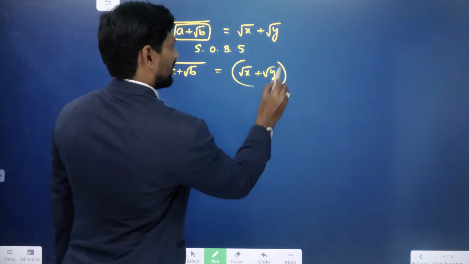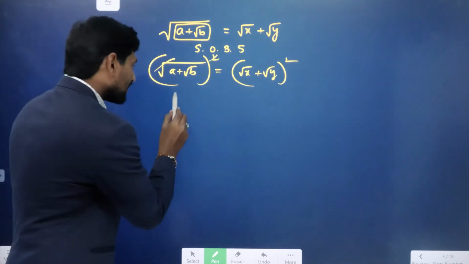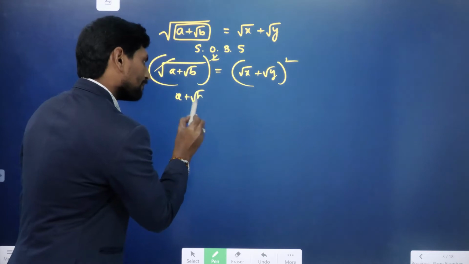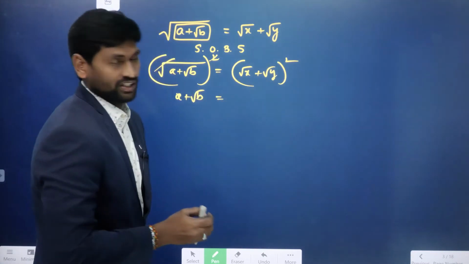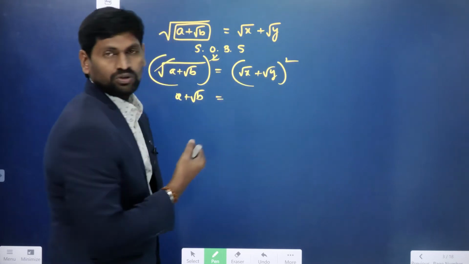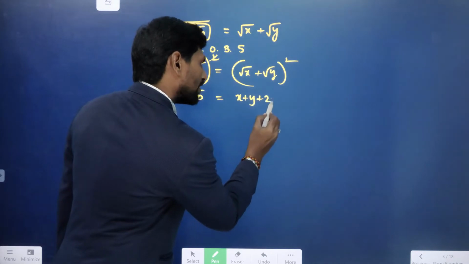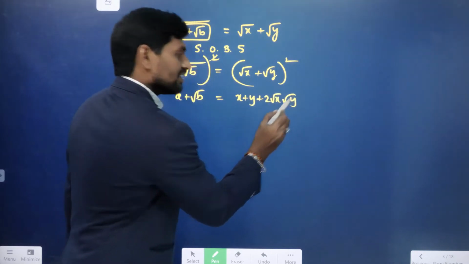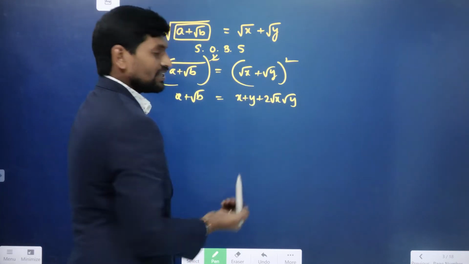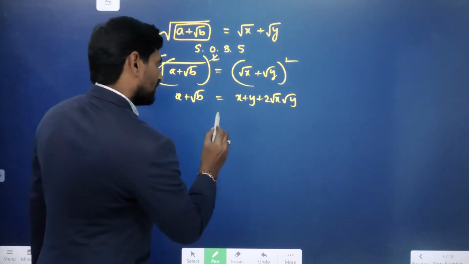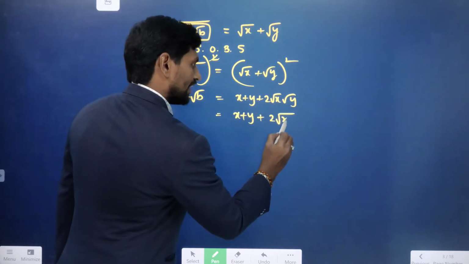I am doing squaring on both sides. Here square and square root cancel, it will be a plus root b. That equals, while squaring this, it is in the form of a plus b whole square. A plus b whole square means a square plus b square plus 2ab. Root x whole square means x, root y whole square means y, and 2 into root x into root y. So we can write x plus y plus 2 root xy.